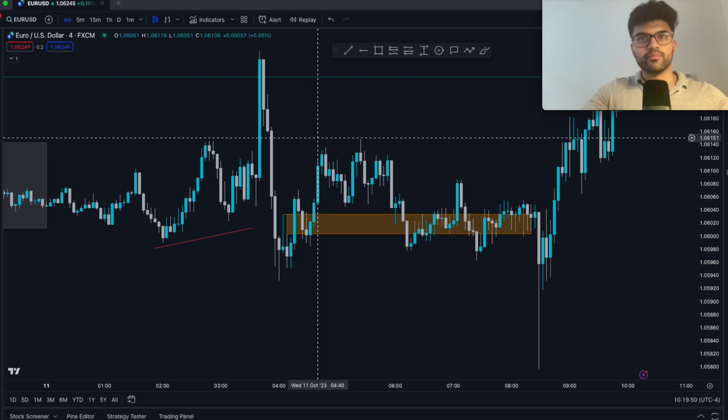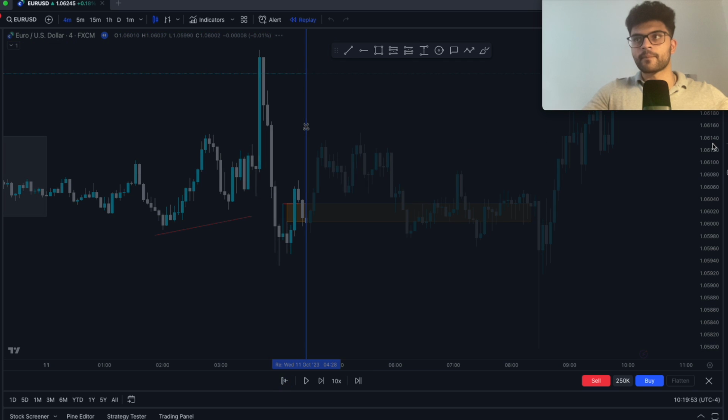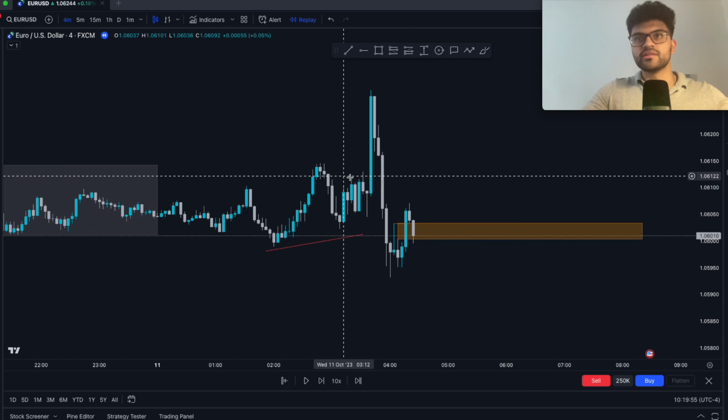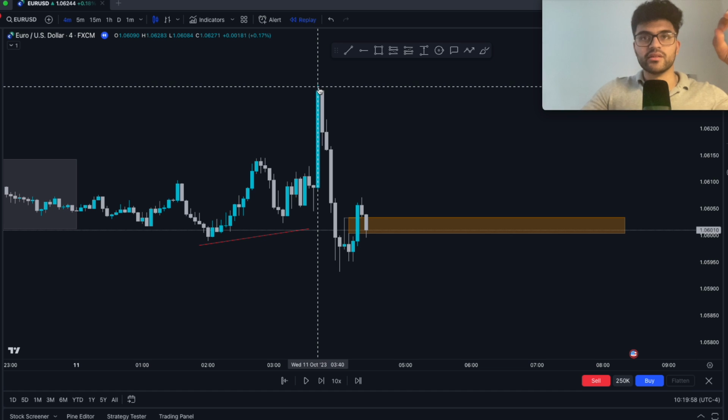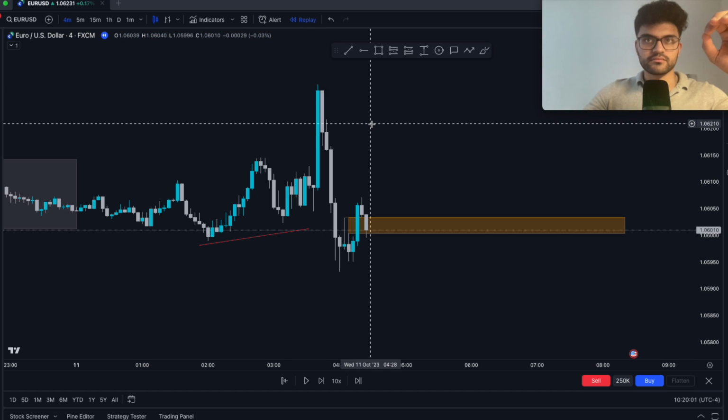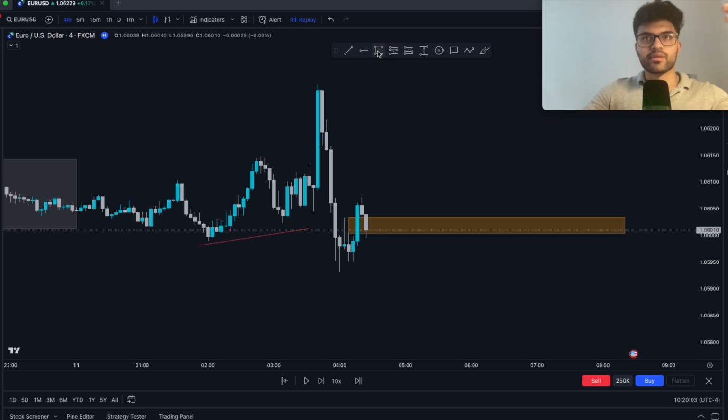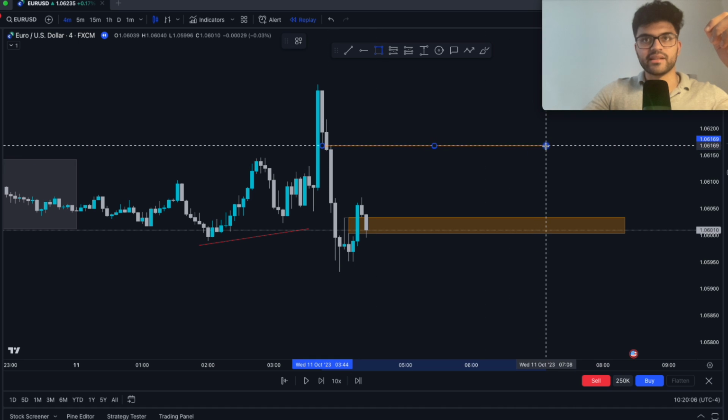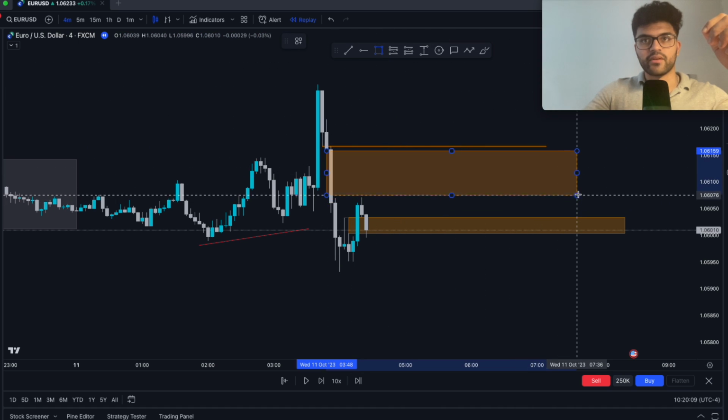Now, what can you see? I'm actually going to bar replay this so it's easier to see. But what does this show you? It's an extremely strong impulsive leg down. Extremely strong. You can see it. Plus, what do we have here? I believe there's a tiny fair value gap there and another fair value gap there.